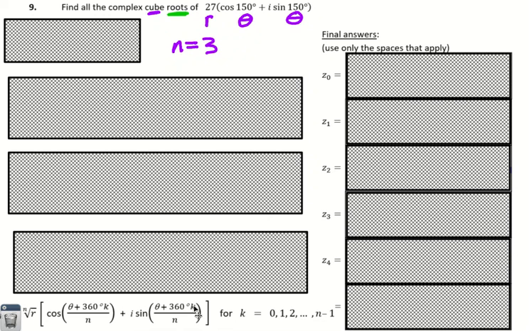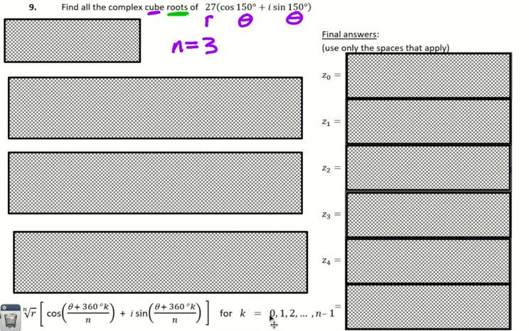We're going to find multiple roots. Since we're finding all the cube roots, all the third roots, that means there's going to be 3 of them. So we're going to do this formula 3 times. All 3 times we're going to plug in the same theta and the same n and the same r, but we're going to plug in a different k value each time. We're going to start by plugging in 0.